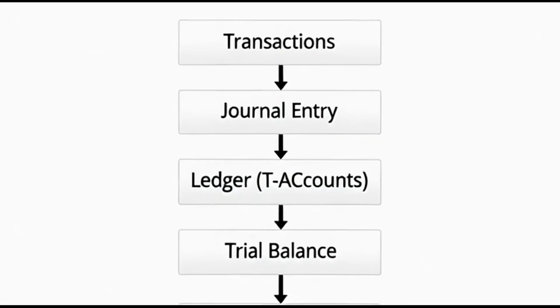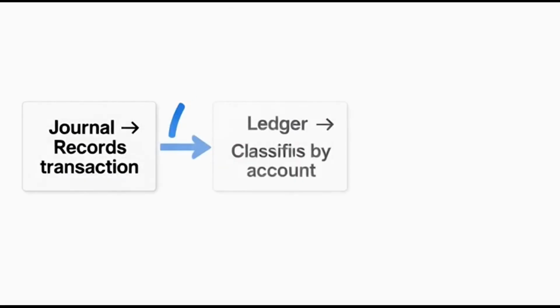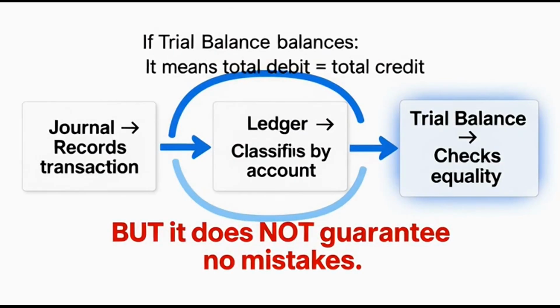Journal is where we record. Ledger is where we classify. Trial balance is where we summarize all transactions. If trial balance balances, it means total debit equal total credit, but it does not guarantee no mistakes.